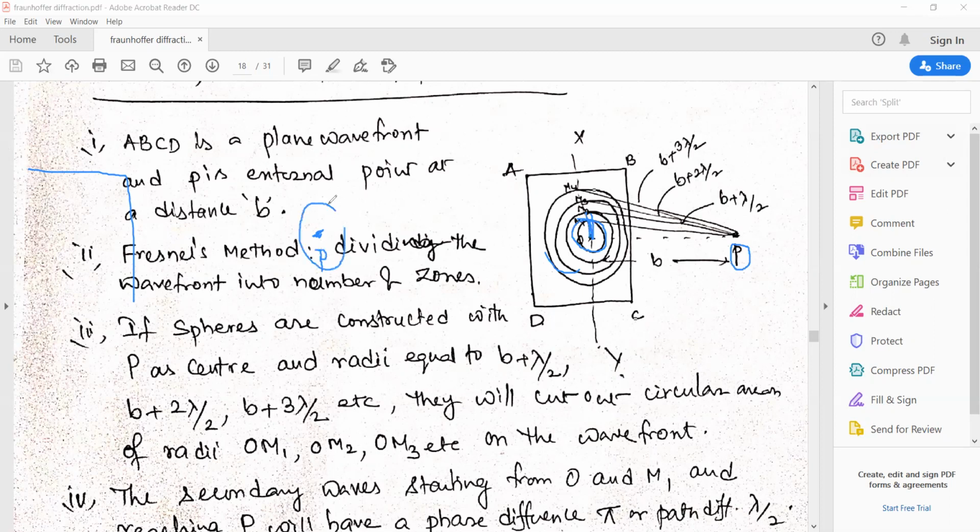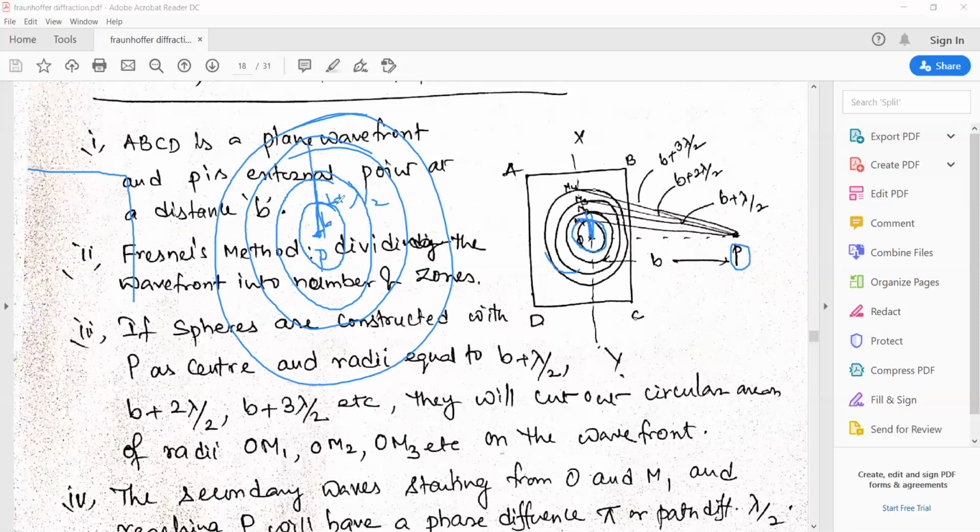Sphere is 3D, okay, whose radius is B initially, and second sphere whose radius is B plus lambda by 2, and third sphere, it's a 3D diagram, B plus 2 lambda by 2, and similarly fourth sphere B plus 3 lambda by 2, and fifth sphere B plus 4 lambda by 2. So all these are in 3D diagram.